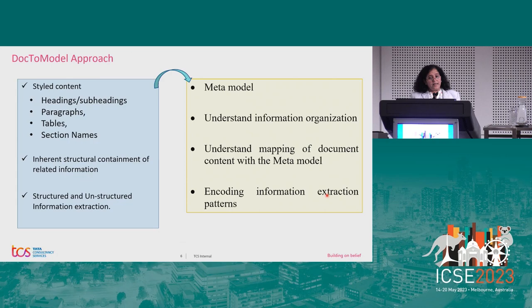Doc2model leverages the style-contained information in the document. It considers the fact that related information is most of the time specified with a structural containment, okay? And it leverages structured and unstructured information extraction. The process of using doc2model is: first, one has to understand how information is organized in documents, then understand the mapping of document content with the meta model, and then encode the information extraction patterns.